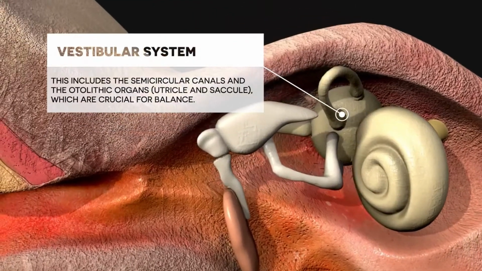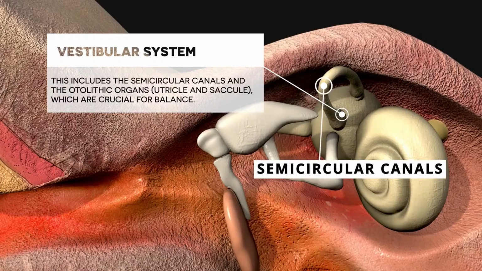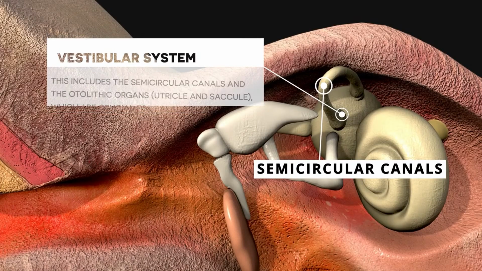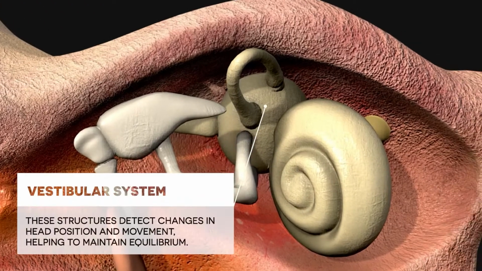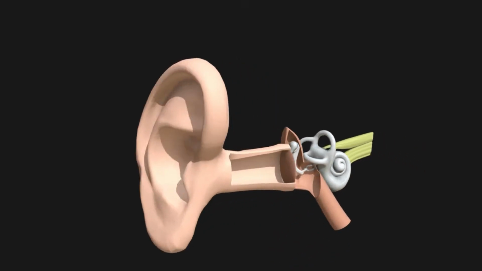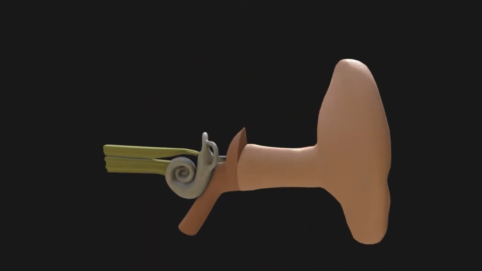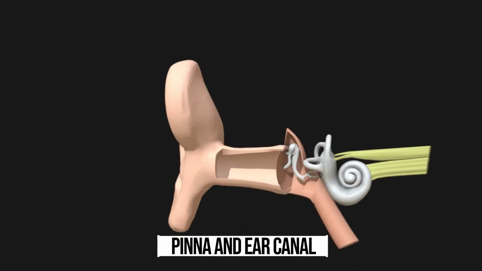Vestibular system. This includes the semicircular canals and the otolithic organs, utricle and saccule, which are crucial for balance. These structures detect changes in head position and movement, helping to maintain equilibrium. Let's start with the outer ear. It has two main components, which are the pinna and the ear canal.